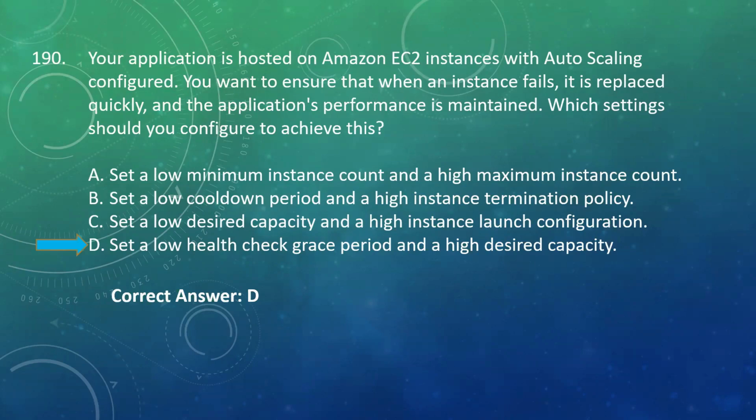The health check grace period is the time Amazon EC2 autoscaling waits before it starts checking the health status of a newly launched instance. The desired capacity setting in autoscaling specifies the desired number of instances running at any given time. By setting a high desired capacity, you ensure that the autoscaling group maintains a sufficient number of instances even in the event of failure, which helps maintain application performance. When an instance fails, the high desired capacity will prompt autoscaling to quickly launch replacement instances to maintain the desired capacity.